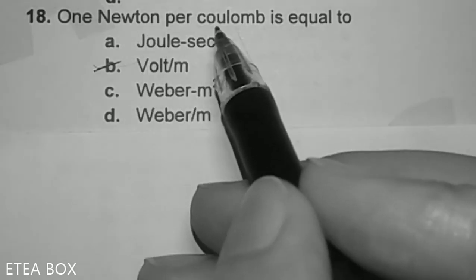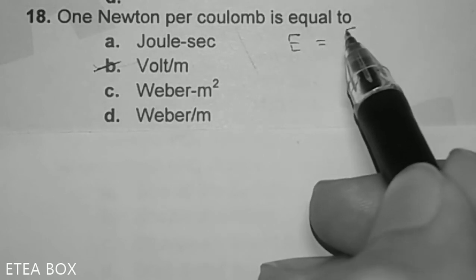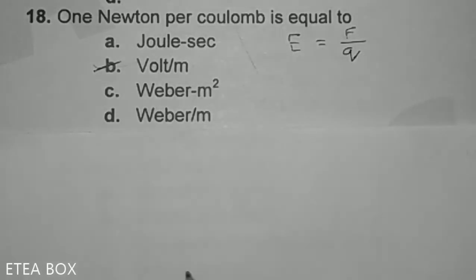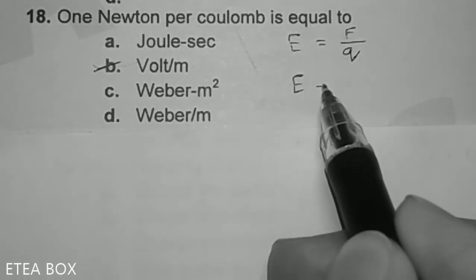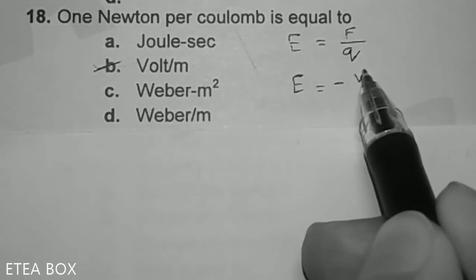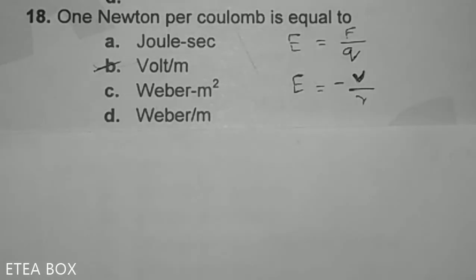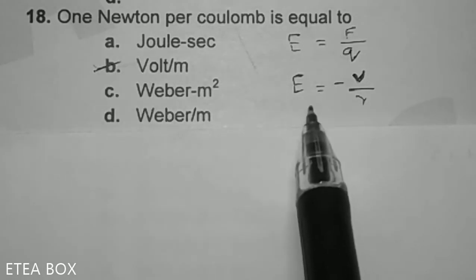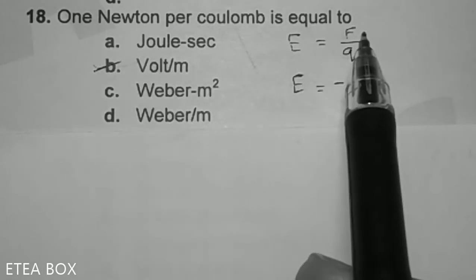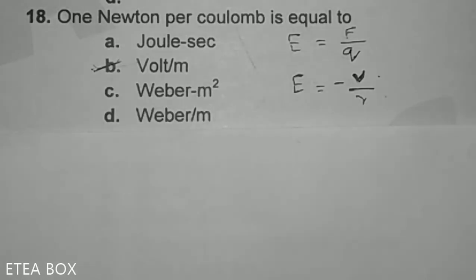We know that Newton per coulomb is the unit of electric field, which is force per unit charge. And we also know that electric field has another formula, which is negative voltage (volt) divided by R. So the electric field has two formulas and its unit is Newton per coulomb and also volt per meter. So option B is correct here.